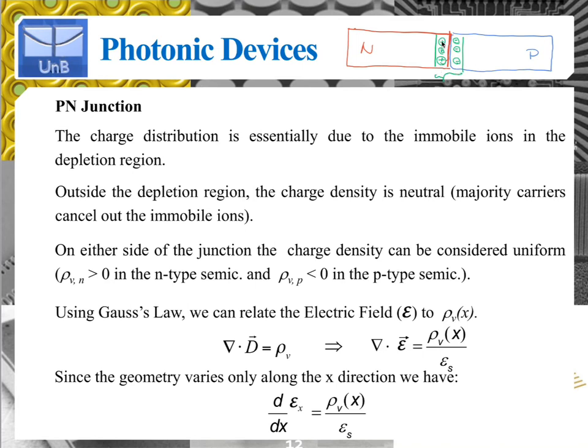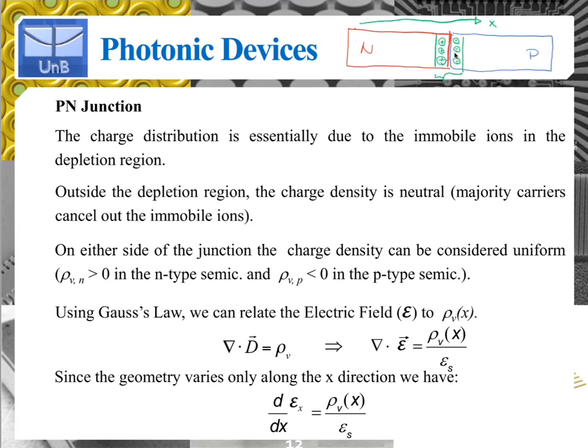Only in the depletion region do you have actual charge, because since the electrons and the holes have recombined, they left behind the immobile ions, which give a net positive charge to the n-type side of the depletion region, and a net negative charge to the p-type side of the depletion region. Okay, and on either side of the junction, the charge density can be considered uniform. So we can say that along the, let's say that this is the x direction.